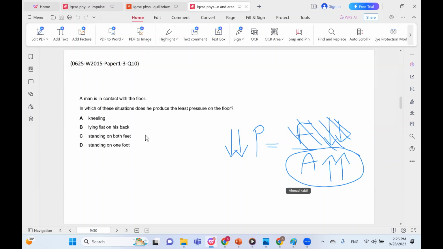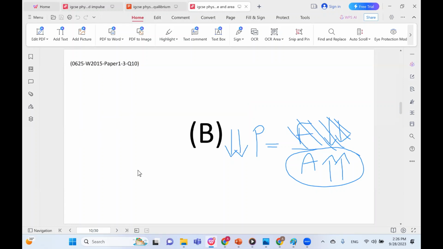Which of these options gives us the greatest area? Obviously, the greatest area is when he's lying flat on his back, because then all of his body will be in contact with the ground. Hence, the correct choice here is choice B.